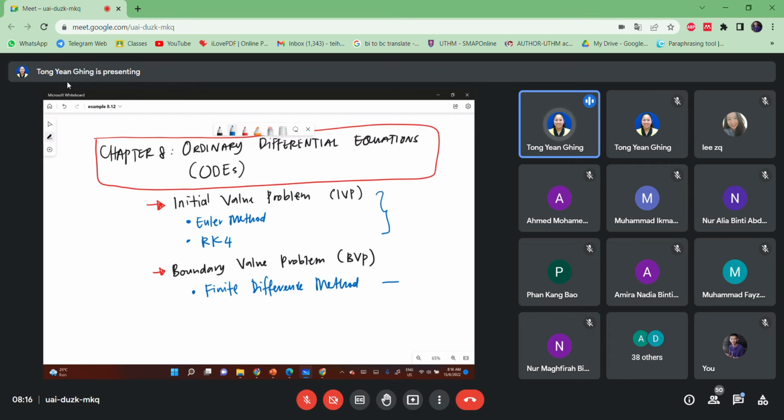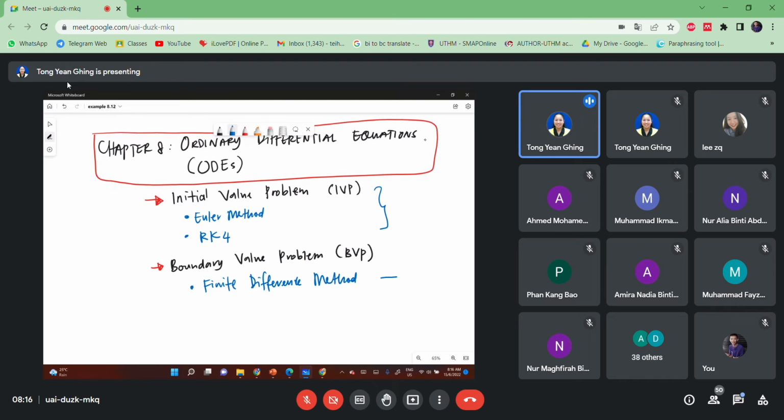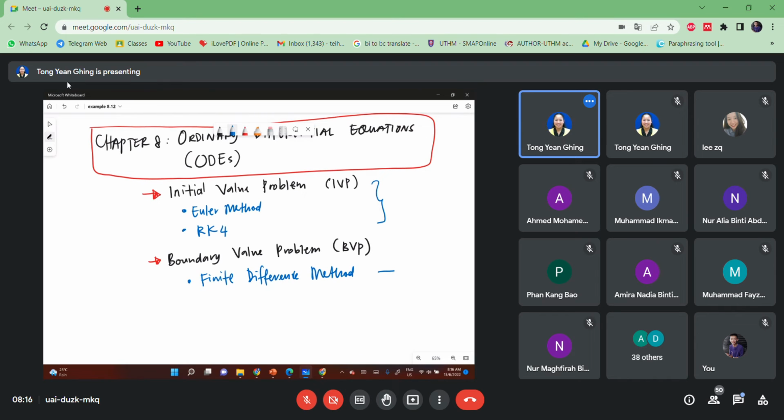In order to solve this ODE, normally when we want to solve numerically for the functions, we can write in the form like this.